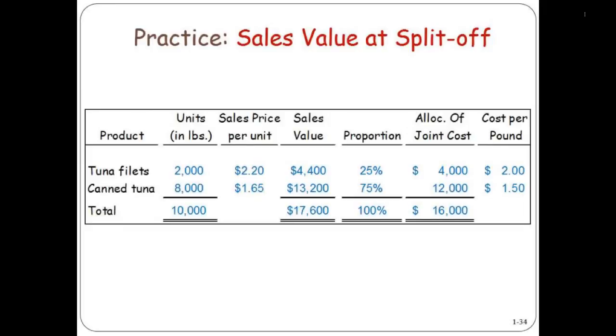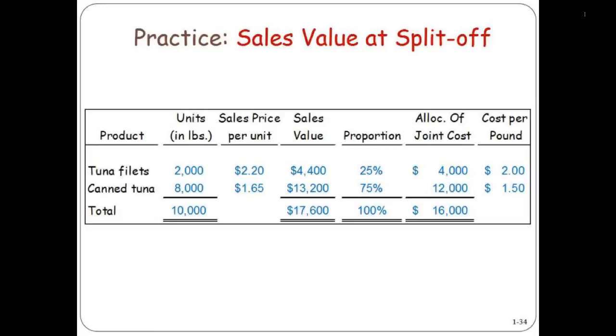So at split off, the value of the fillets is 25% of the overall value, and the value of the canned tuna is 75%. And that's reflected because of the higher selling price. So therefore, you're going to split the initial $16,000 of costs not by 80-20, but by 25-75. And the cost per pound then are $2 a pound and $1.50 a pound. In this case, the fillets will earn 20 cents a pound, and the canned tuna would earn 15 cents a pound based upon their selling prices.